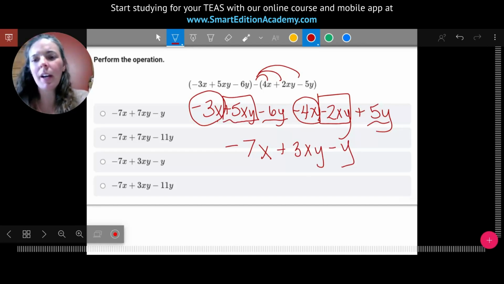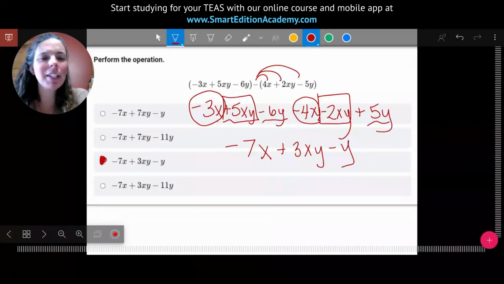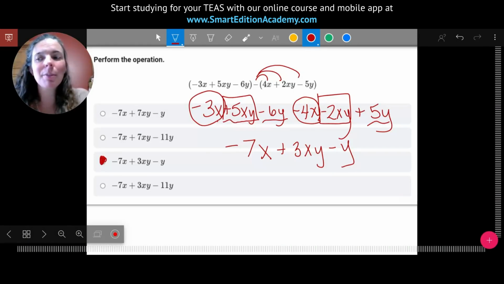It looks like I am getting option number 3. So if you did 3, awesome job. And if not, just take a peek at my screen and see where maybe you made a little error. It's really easy to make mistakes with our signs in these types of questions. So no stress. I'd rather you make mistakes now than make them on your test.